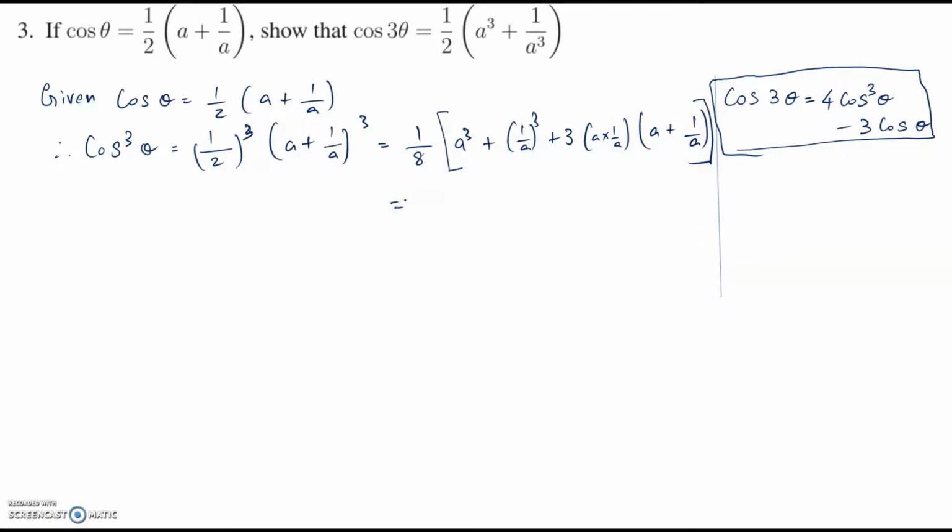Okay, so now rearranging this, we get, this will get cancelled, so you'll be left with 1 by 8 into a cube plus 1 by a cube plus 3a plus 3 by a. Okay, next let's apply this into our cos 3 theta.